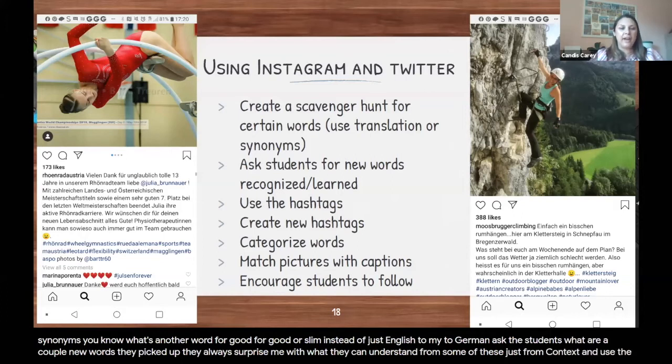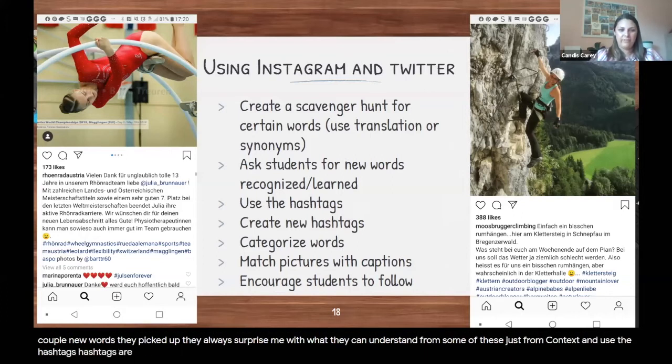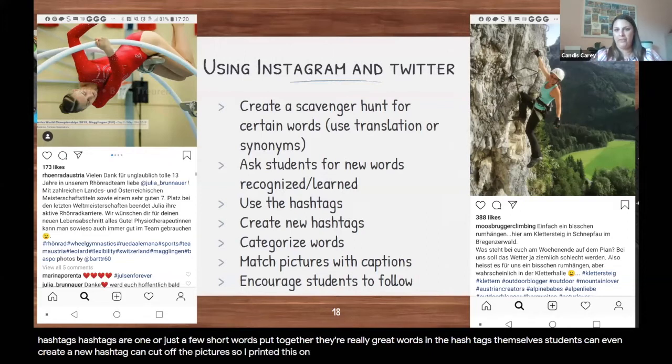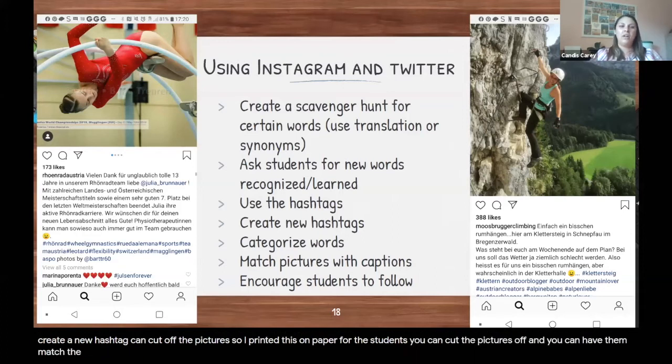And use the hashtags. Hashtags are one or just a few short words put together. There's really great words in the hashtags themselves. Students can even create a new hashtag. And you can cut off the pictures. So I printed this on paper for the students. You can cut the pictures off and you can have them match the picture to the Instagram post itself. Again, categorizing words is always, I think, a good task for students.